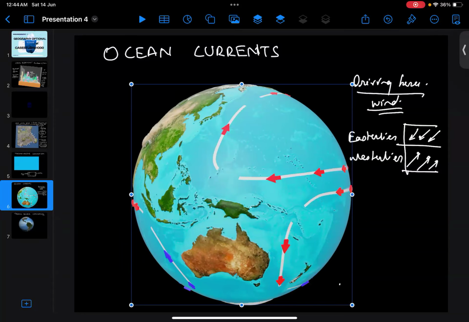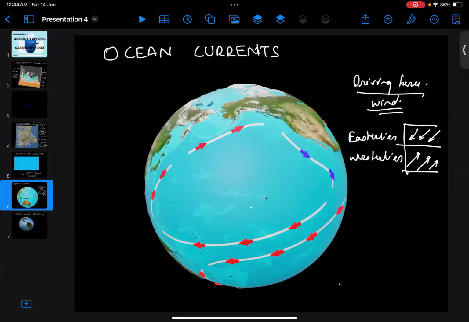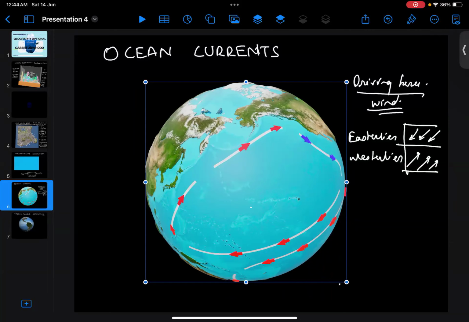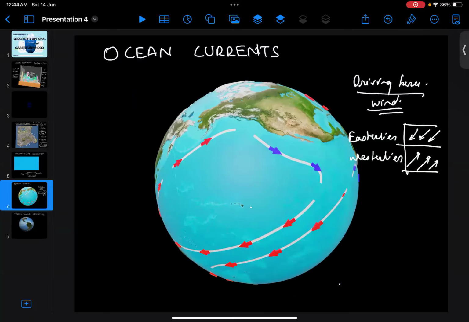After reaching a certain point, there is intermixing of water taking place, and because of the intermixing of water along with the phenomena of upwelling and downwelling, there is formation of, as we can see here, the red part, which is the warm current, and the blue part, which is the cool ocean current.